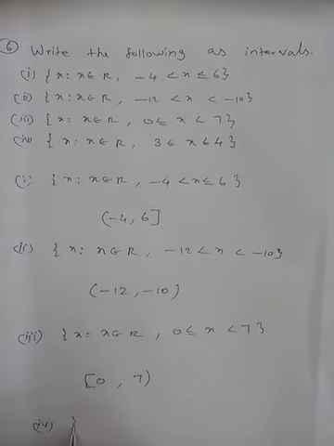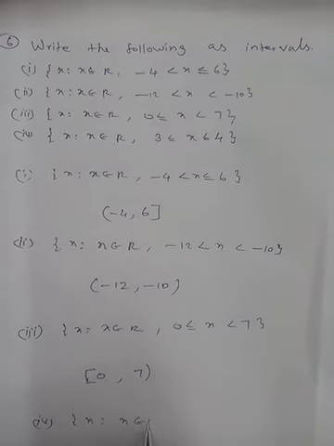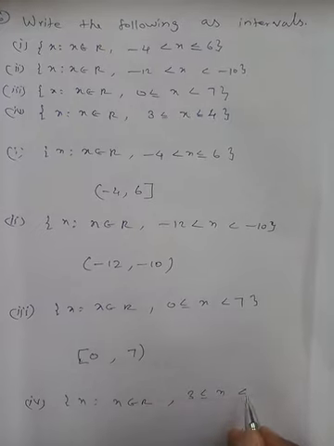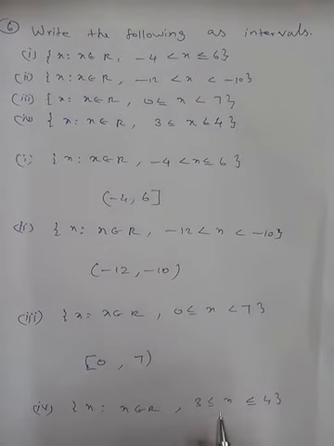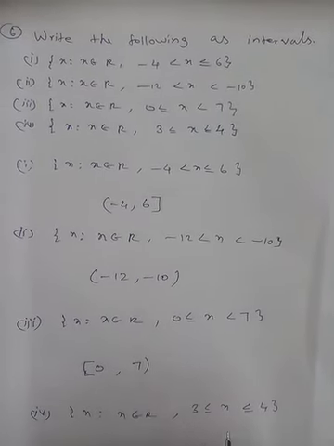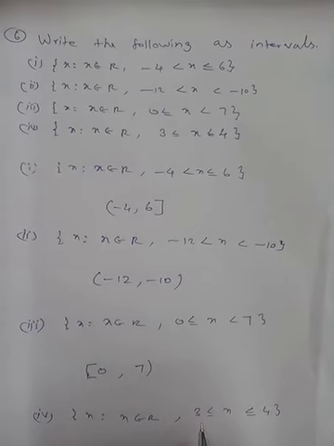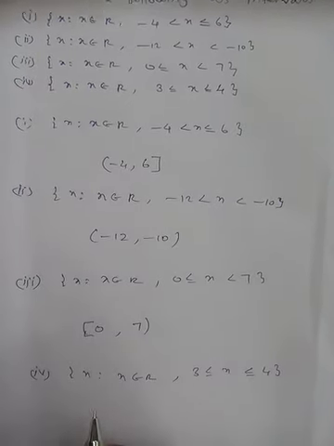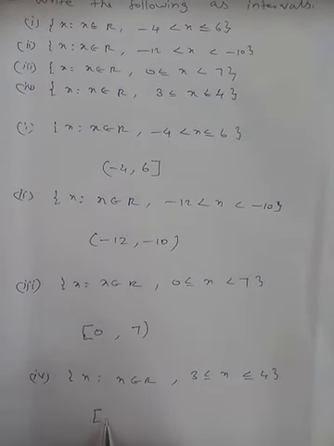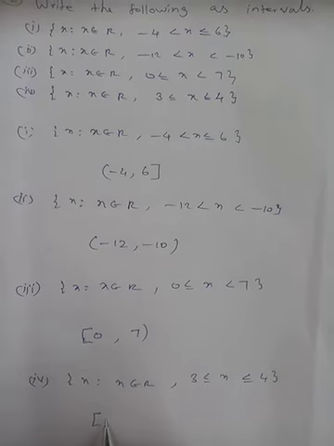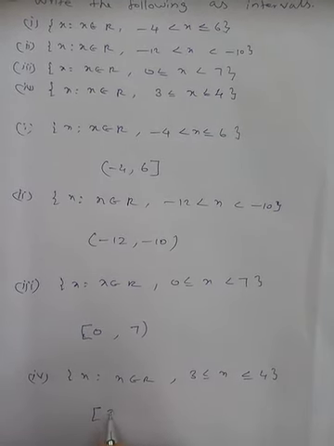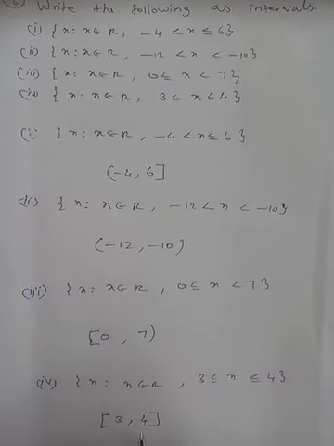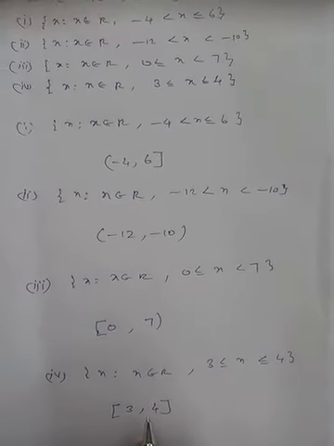Fourth one: x such that x belongs to R, 3 less than or equal to x less than or equal to 4. Both sides have the less than or equal to symbol. So this interval contains all real values greater than or equal to 3 and less than or equal to 4. So both sides are closed square brackets, 3 comma 4, including both 3 and 4.